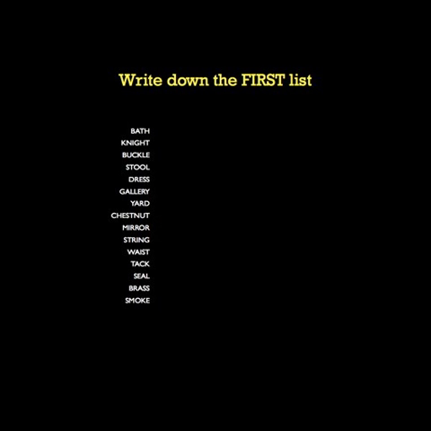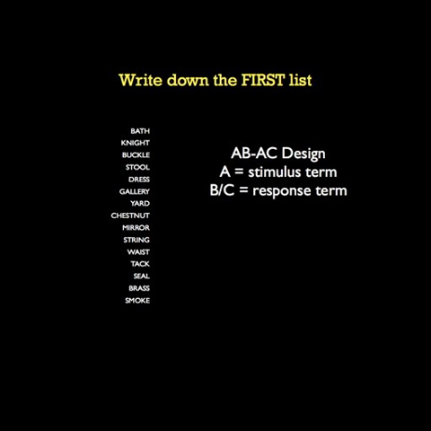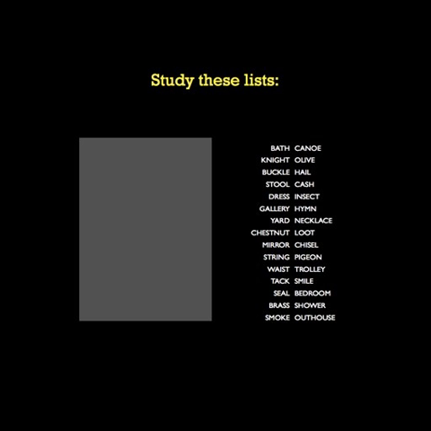Okay. Did anybody have any trouble with the second list? Did the second list ever intrude into your first list? Yeah, sort of. I put the second list with the first list, so they were all three together in the same picture. Oh, that's clever. Any other strategies? Did you just try and come up with different pictures? So, bath, and what was the second one? Canoe. Gallery, hymn, yard, necklace.